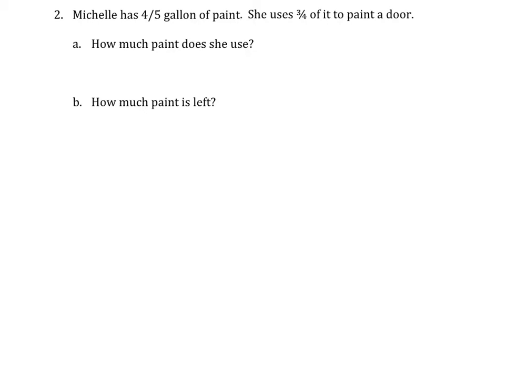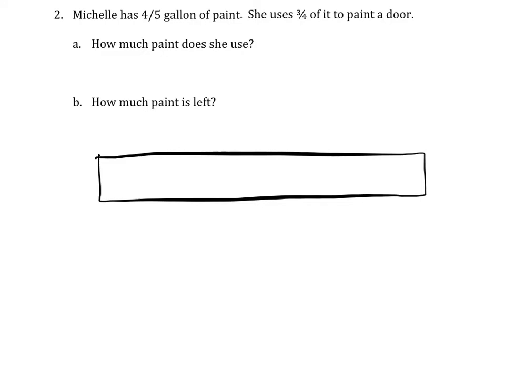This second problem is pretty similar to the first. Again, I read the problem. It says Michelle has 4/5 gallon of paint. She uses 3/4 of it to paint a door. How much paint does she use? How much paint is left? So again, I draw a model, and I make my bar kind of long, and this whole bar is going to represent 1 gallon.